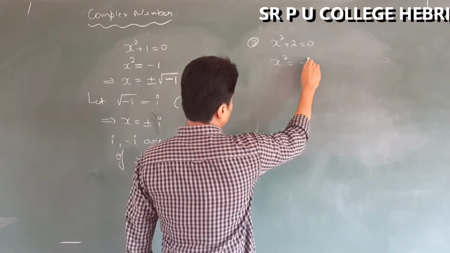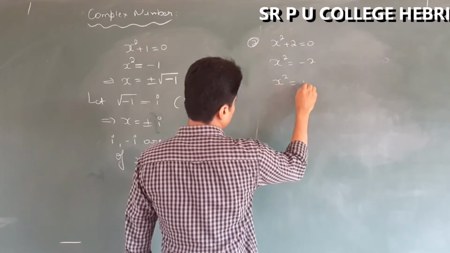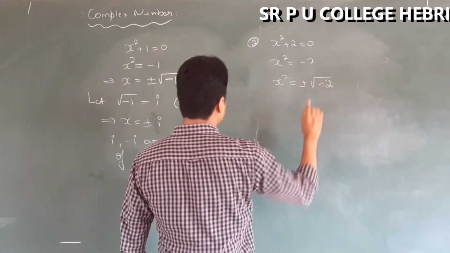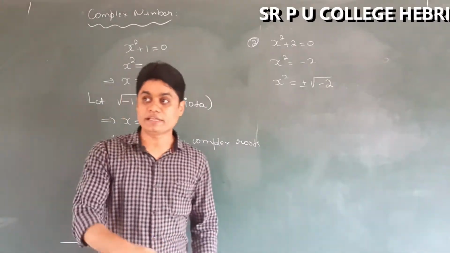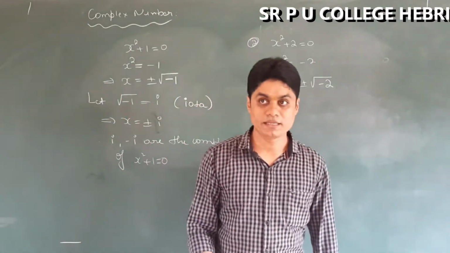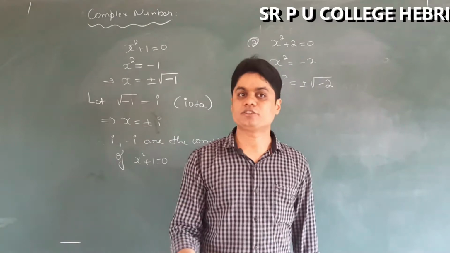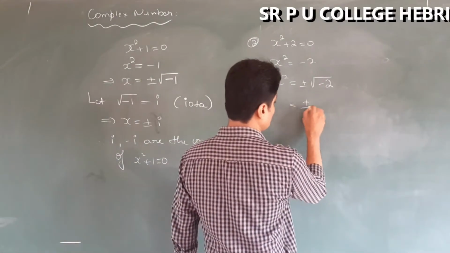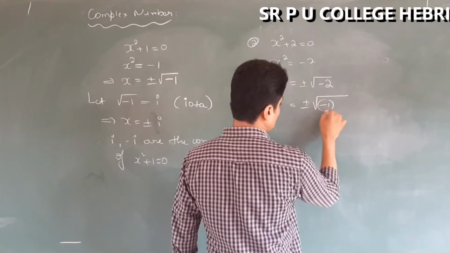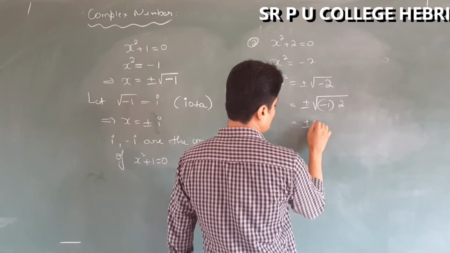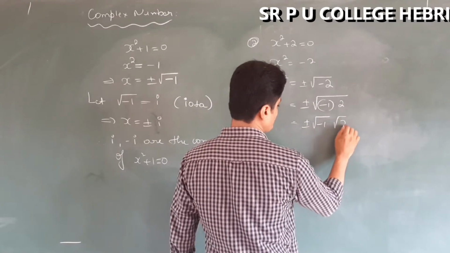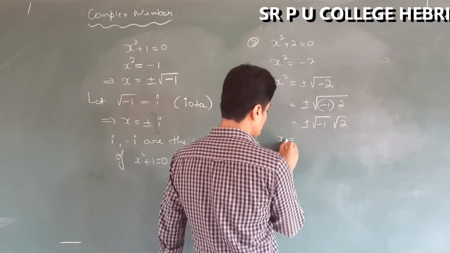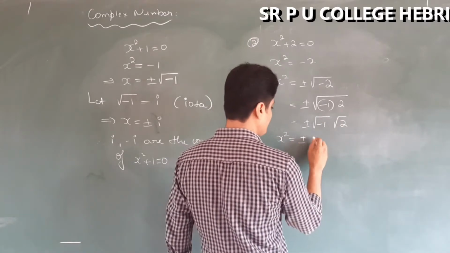x square is equal to minus 2, so x is equal to plus or minus root of minus 2. See, you are not going to denote root of minus 2 as something new again. I is fixed as root of minus 1, and root of minus 2 is not I. But how to manage this? Observe carefully, this I can write as minus 1 into 2. So this is plus or minus root of minus 1 into root 2, correct? That is x is equal to plus or minus, what is root of minus 1? I.